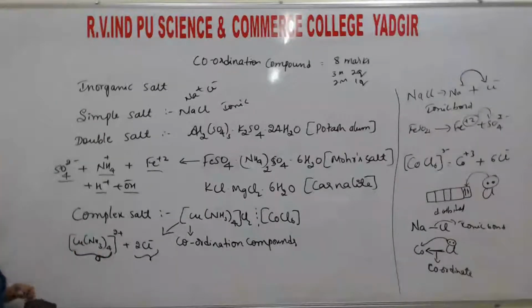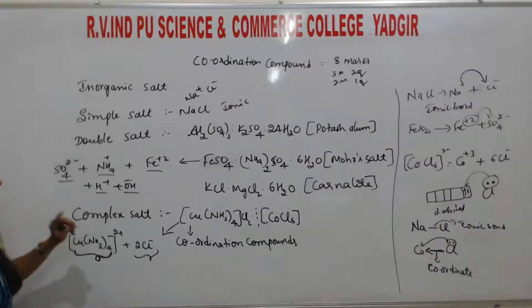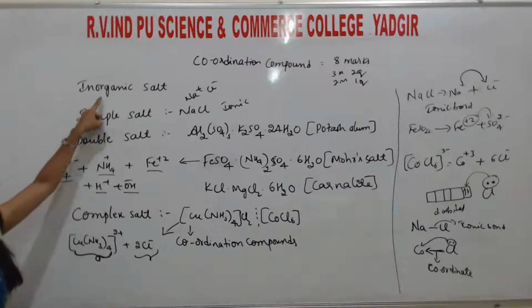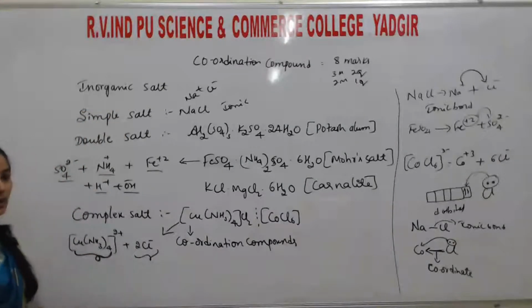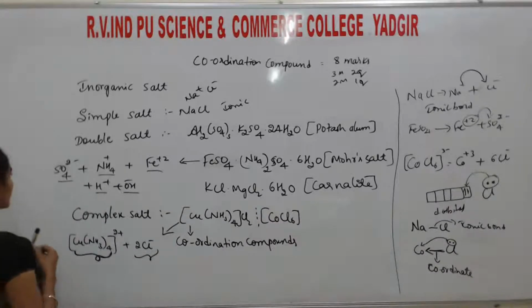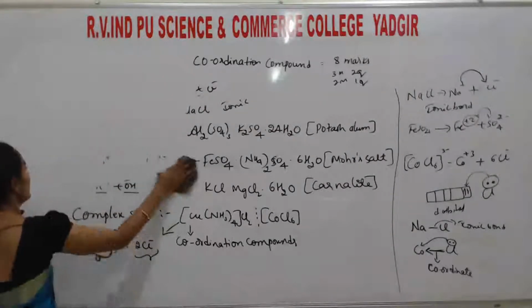Okay, so this is the coordination compound, and how they are classified. Ultimately, a coordination compound is a complex inorganic salt. It consists of one complex ion and one simple ion. Okay, so now I'll write the difference between double salt and complex salt.